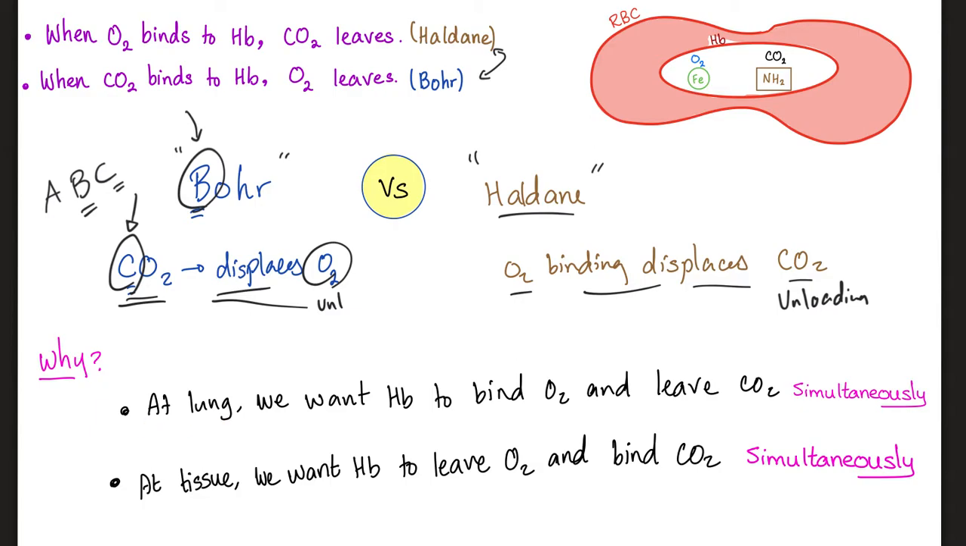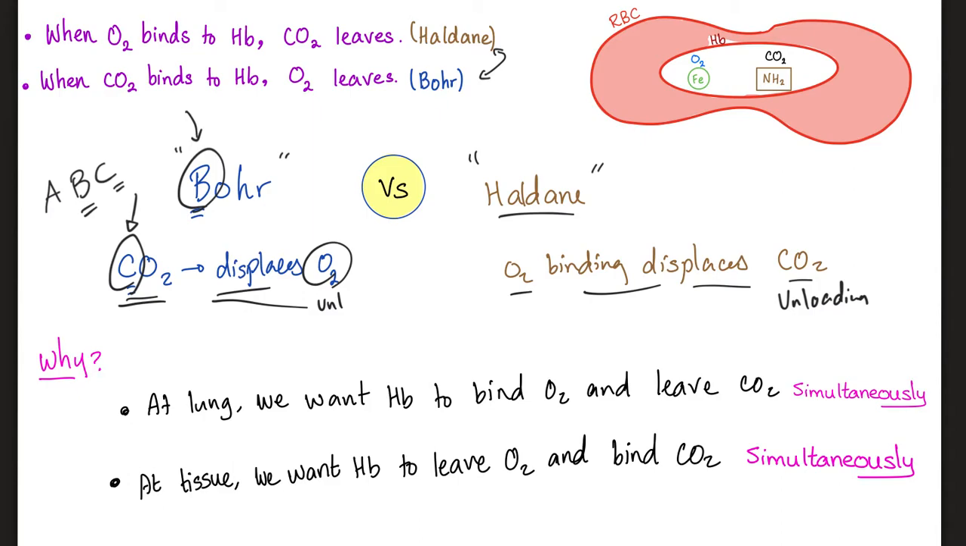Why are Bohr and Haldane effects crucial? I'll tell you why. Because if you are at the lung level, we would like the hemoglobin to bind oxygen and leave CO2 at the same time. Also at the tissue, we want the hemoglobin to leave the oxygen to give it to the tissue and take the CO2 at the same time. These two steps happen at the same moment, thanks to Haldane effect and Bohr's effect.